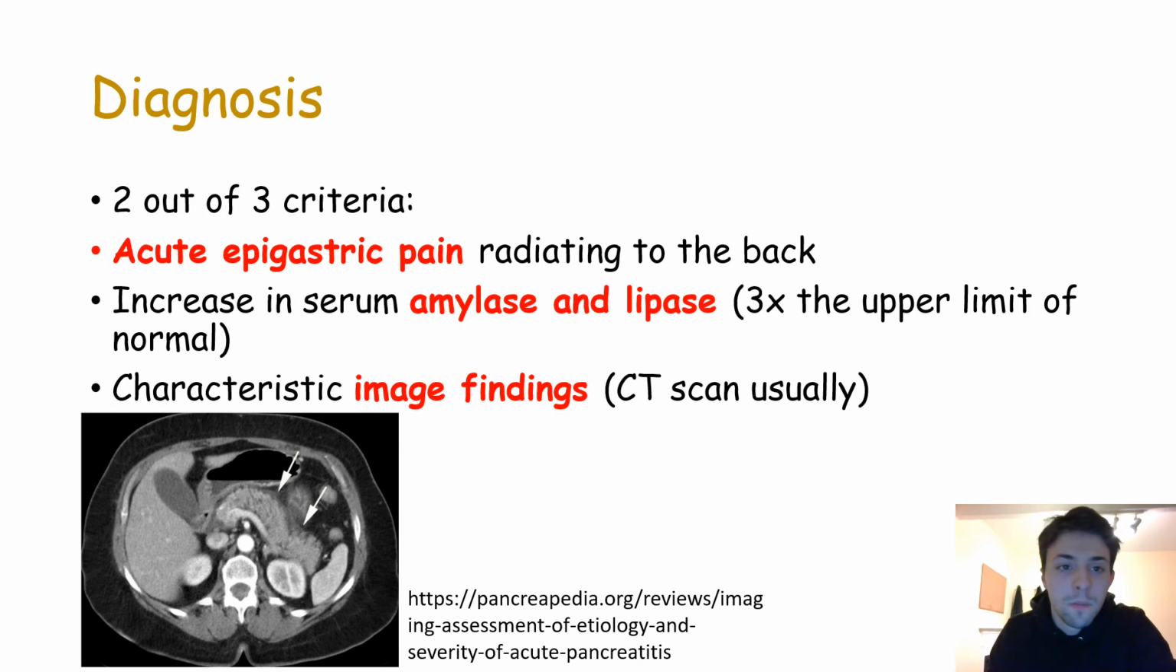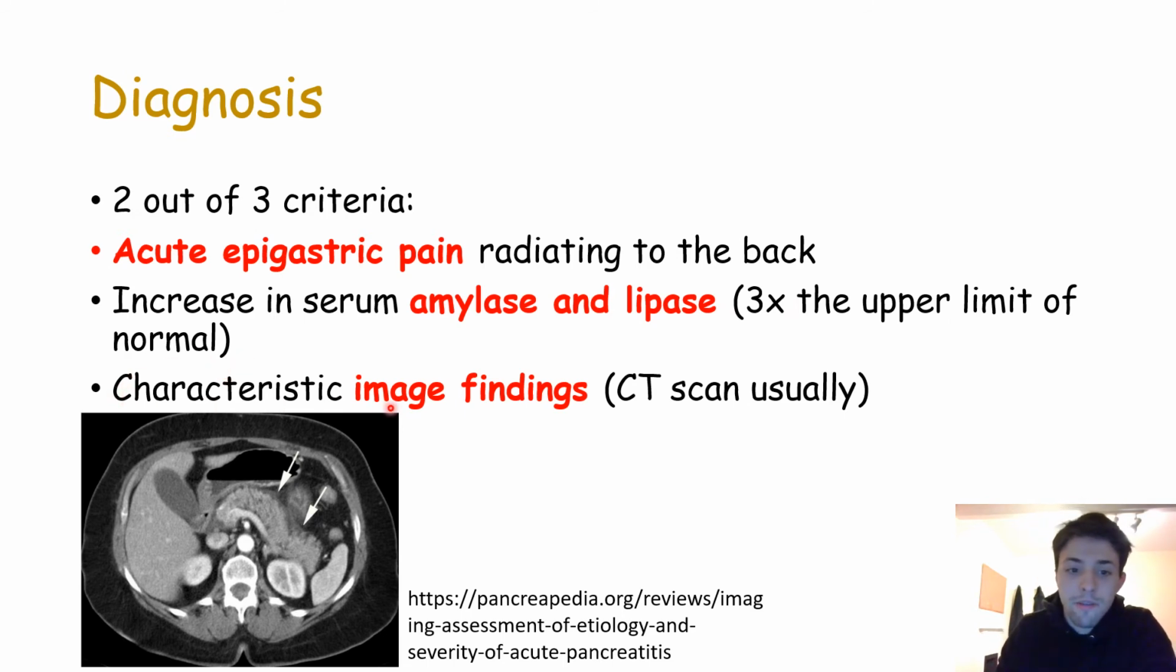Right, so to diagnose acute pancreatitis, there's three main criteria, and the patient has to meet two of them. So the first one is acute epigastric pain radiating to the back. So it's the pain that we described as usually very severe. Increased serum amylase and or lipase. Usually amylase is tested more in hospitals just because it's cheaper, even though lipase is actually more sensitive to diagnose pancreatitis. And usually these are in the 3 times the upper limit of normal, so they're quite elevated.